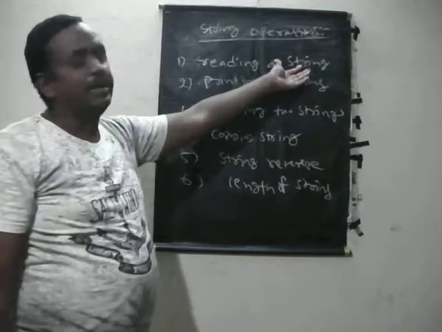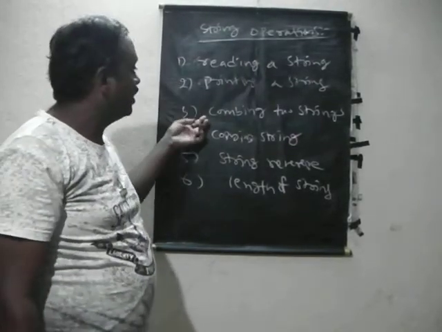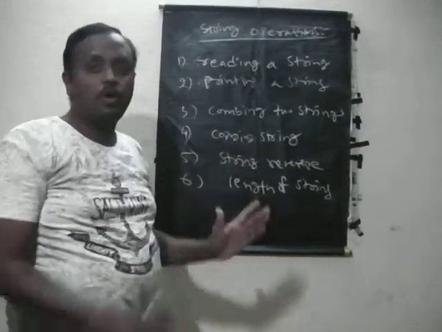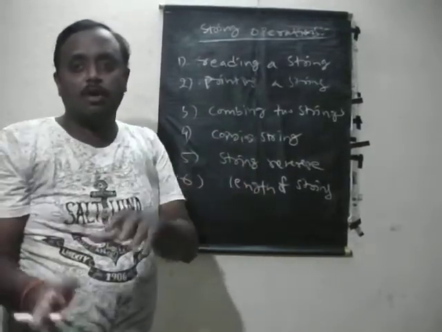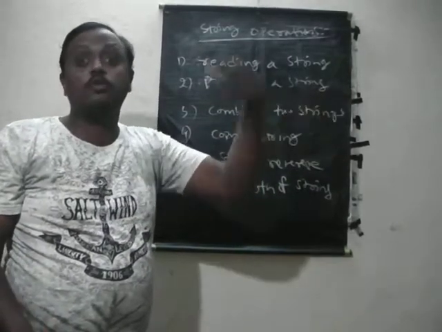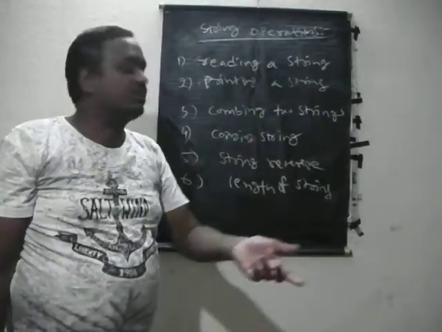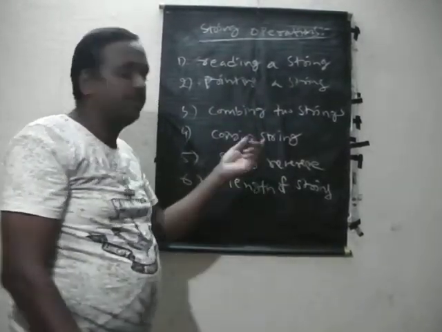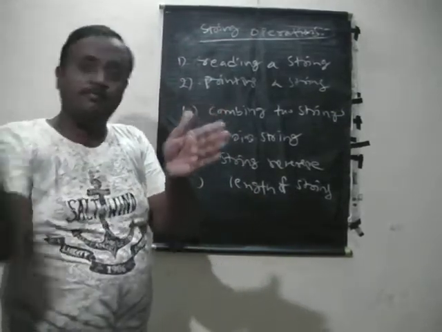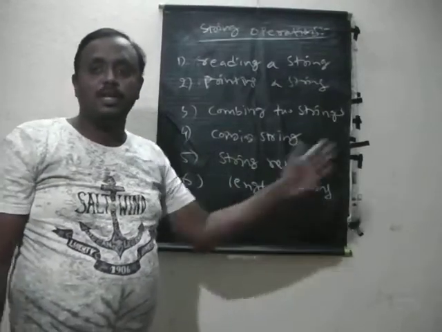Reading and writing a string are the common operations. The third one is combining, that means two strings are to be clumped. The fourth one is copying from one string to another. Already you have to declare and read; reading is over. You have to take a new string, you cannot read once again. Simply you can copy from one string to another string. The fifth one is string reverse. Once the string is already read, you need to print it in reverse, taking it from the reverse index. Then the length of the string also.